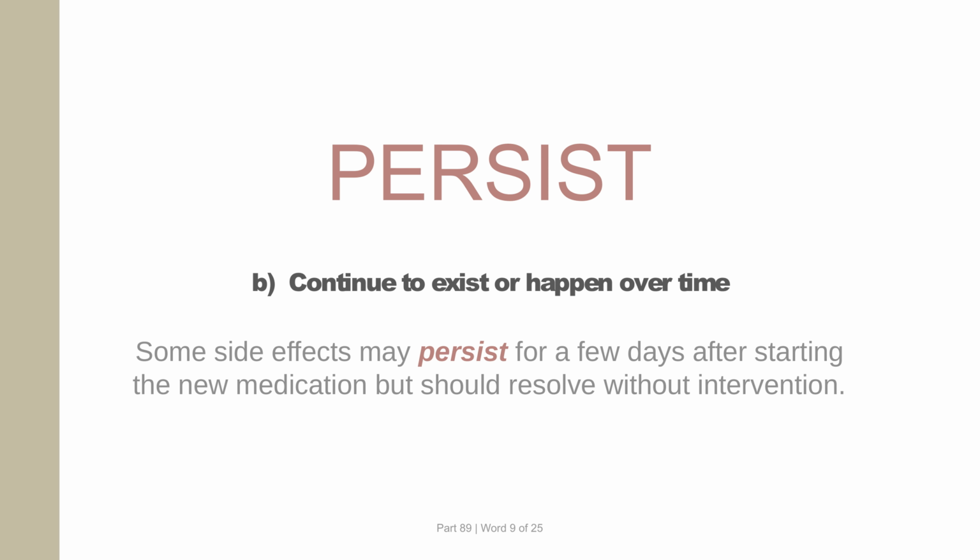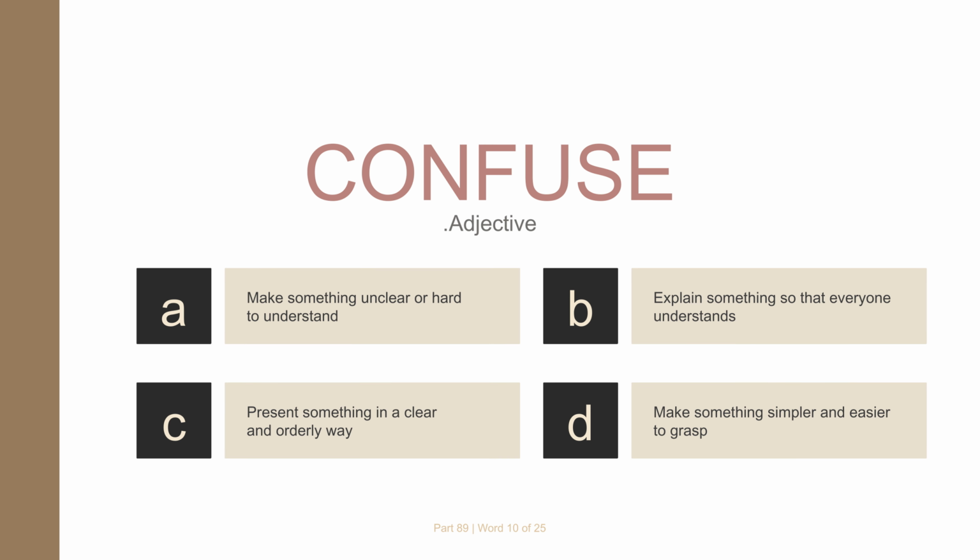Question 10. What is the meaning of confuse? Option A. Make something unclear or hard to understand. Option B. Explain something so that everyone understands. Option C. Present something in a clear and orderly way. Option D. Make something simpler and easier to grasp.